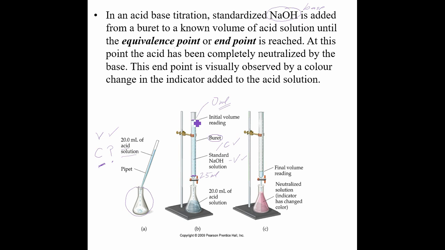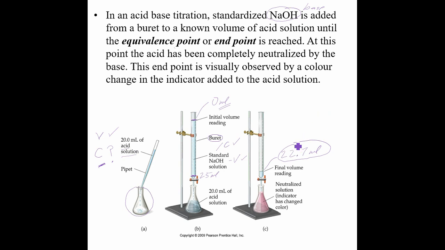So if we have our initial volume right on 0 milliliters, and then we deliver the solution out of the burette and into our acid solution, then we're going to have a final volume at the bottom here, and maybe this is going to be 22.7 milliliters. So how do we determine the amount of volume that has been delivered? Well, we just subtract the initial volume from the final volume, and because the initial volume was 0, it would end up being 22.7 milliliters.